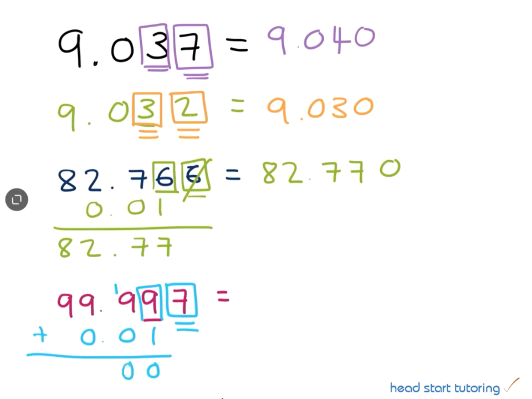9 plus 1 is 10, carry my 1. Bring down my decimal point. 9 plus 1 is 10, carry my 1. And then I've got 10 again. So we end up with 100 or 100.000. And the reason that we rounded this number up and it didn't stay the same is because of this 7, and this 7 indicates that the number 99.997 is closer to 100 than it is to 99.99.